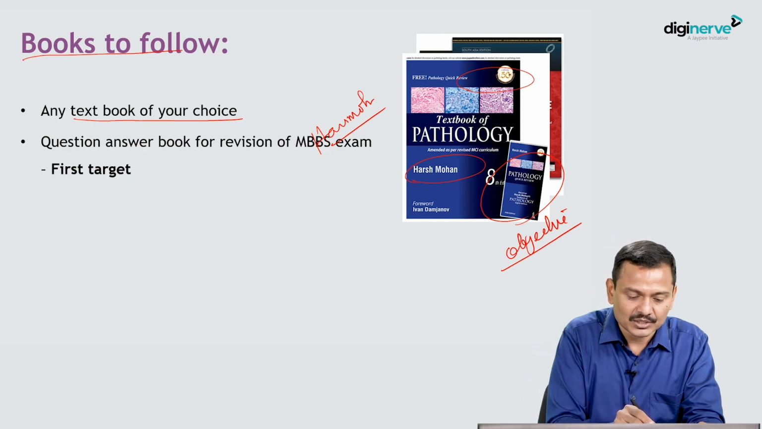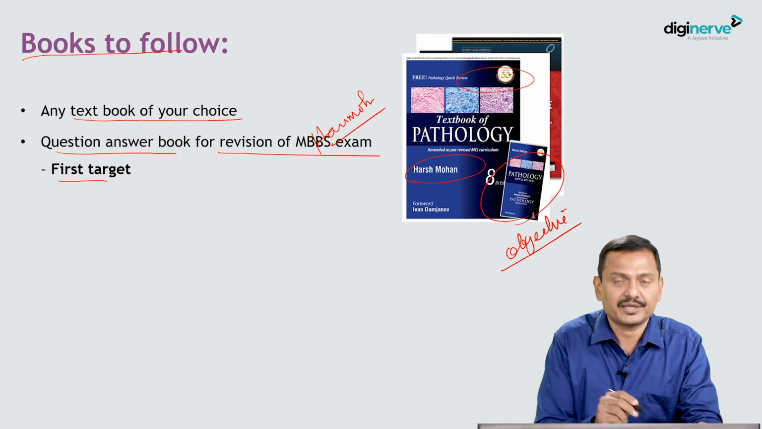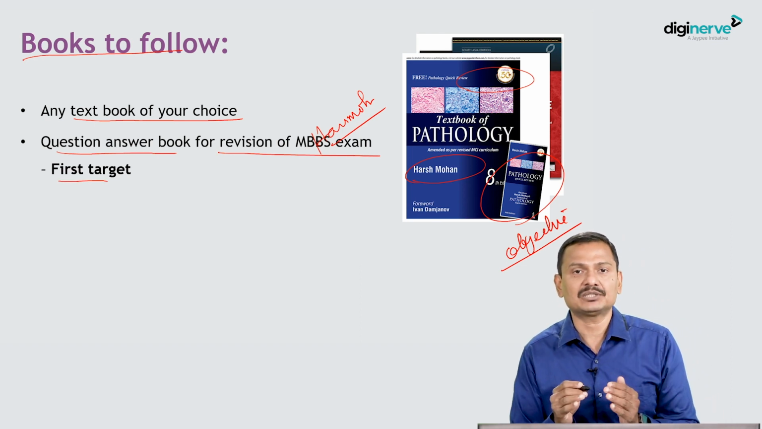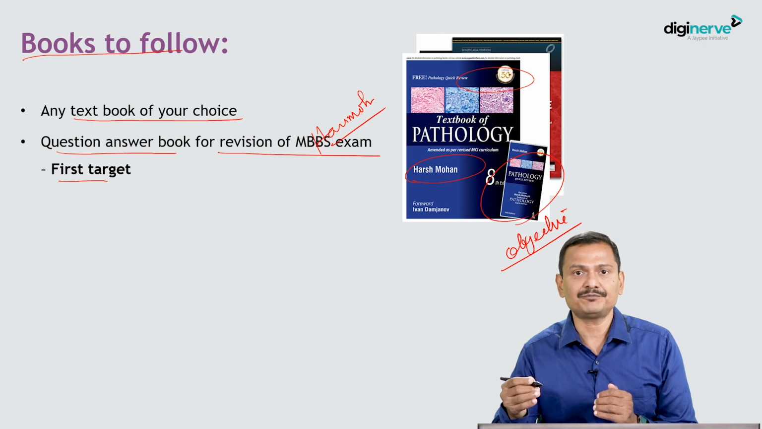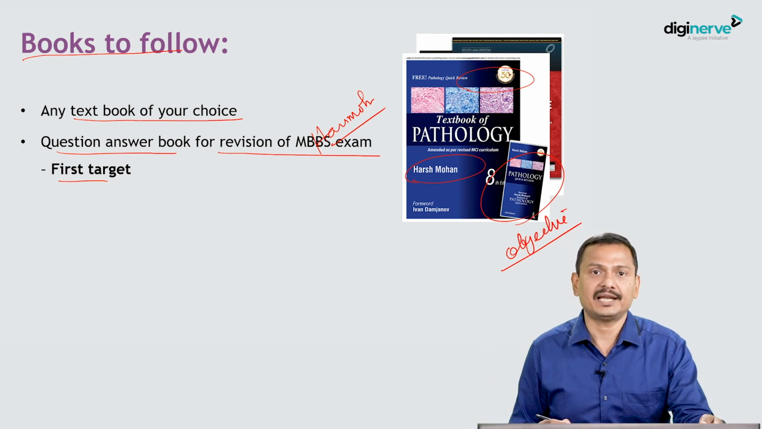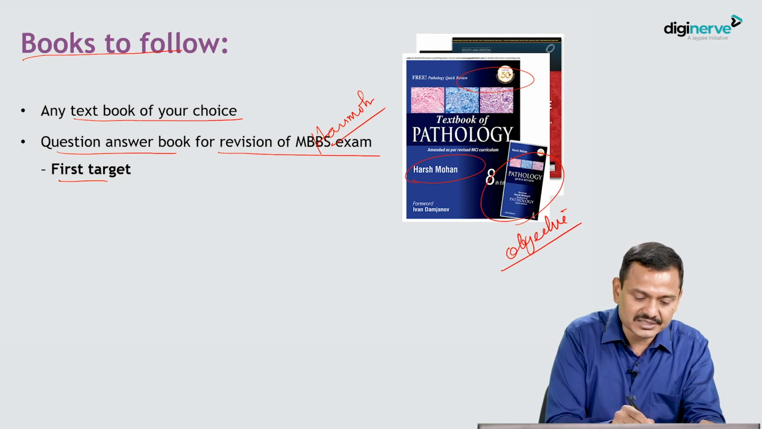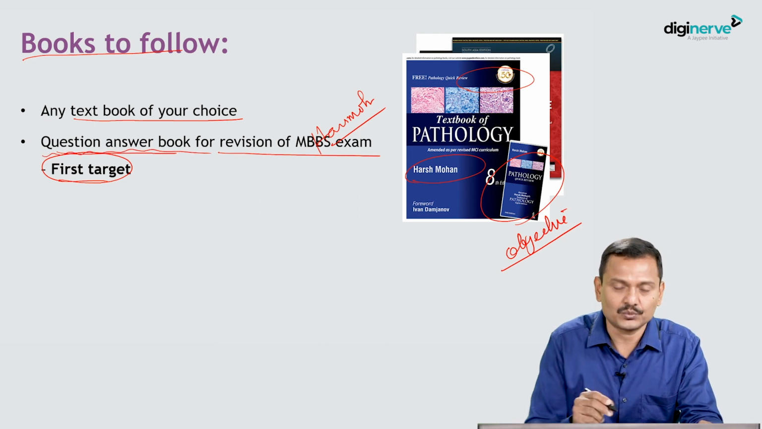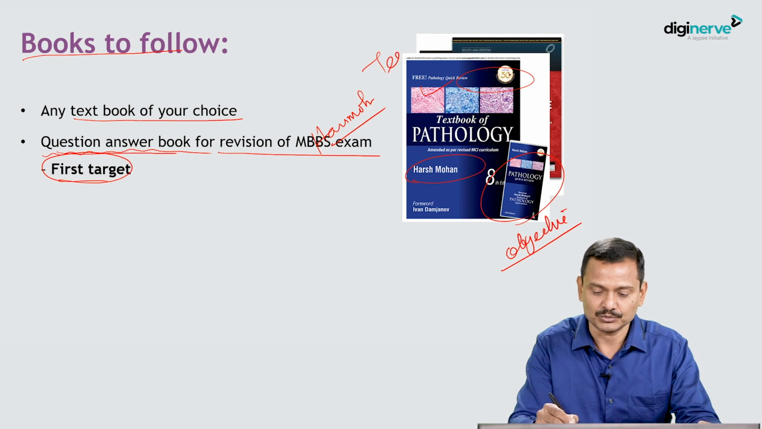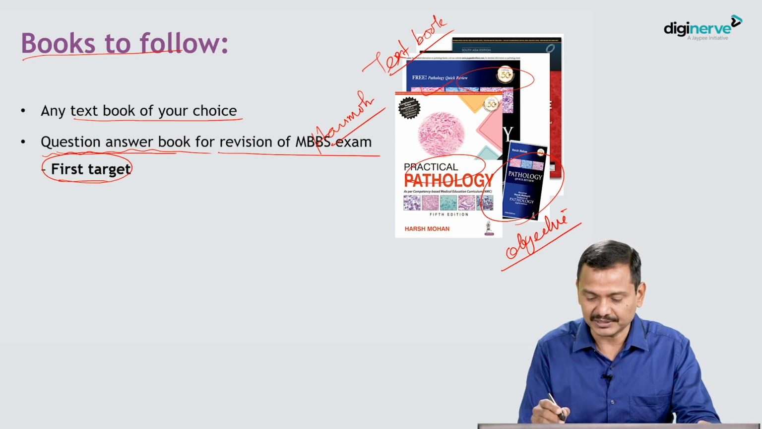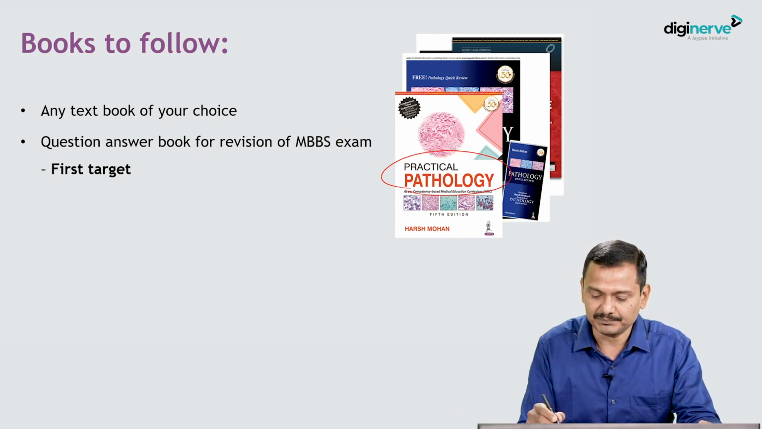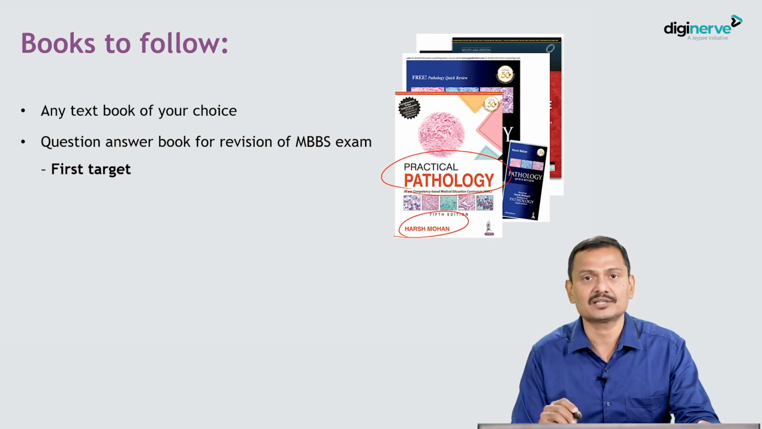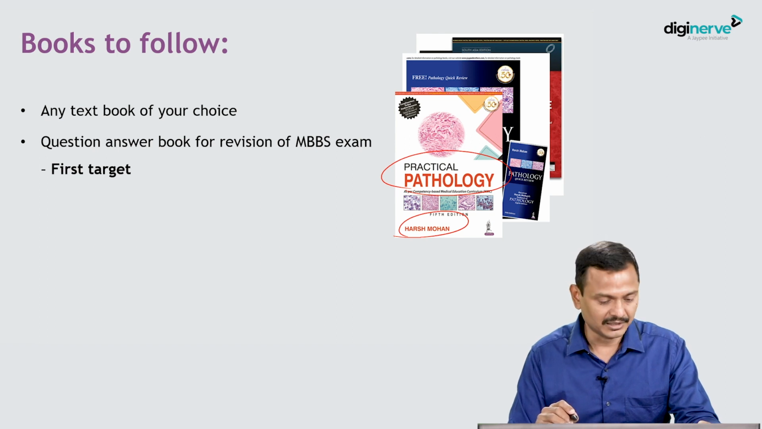Okay, the second is a question answer book for revision of the MBBS exam. Now when we read pathology, we read for the MBBS exam first and then for the future entrance or for our practice. So our first target is to do well in the MBBS exam, and for that you also need a question answer book along with a textbook. For the textbook you can follow Hirschman, whereas if you need a practical pathology book, you can refer to Practical Pathology, also by Hirschman, which is a very good book that gives you elaborate gross specimens as well as different laboratory methods.